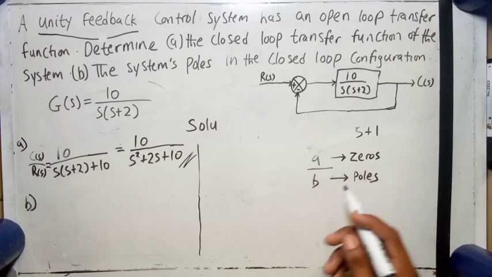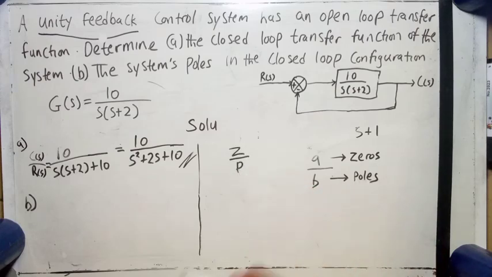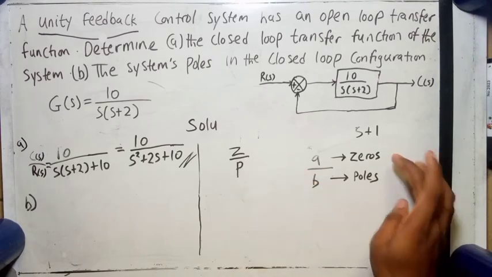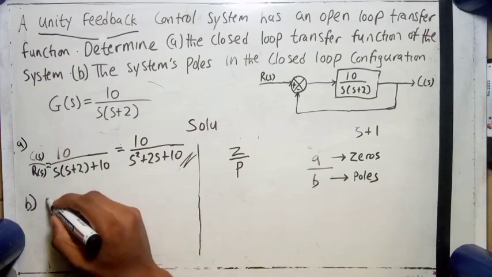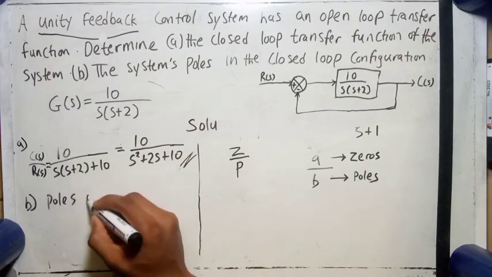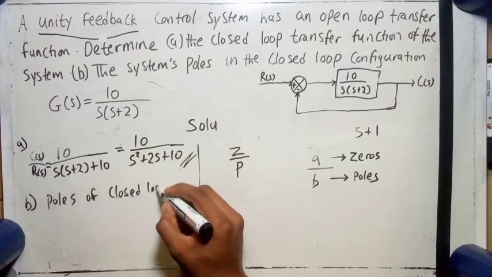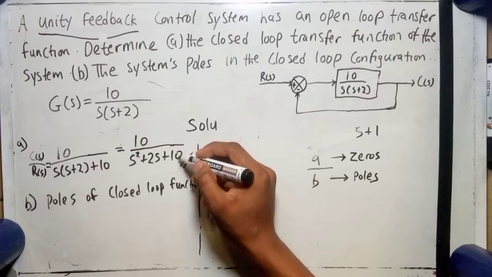So for you not to forget it, just simply say z over p, zeros over poles. So in this case, the poles of our closed loop function is given to us as this.